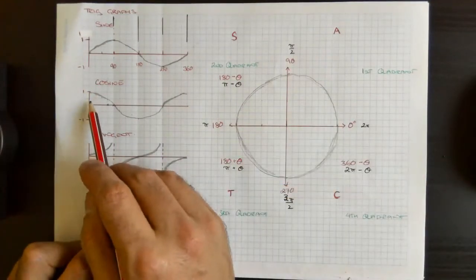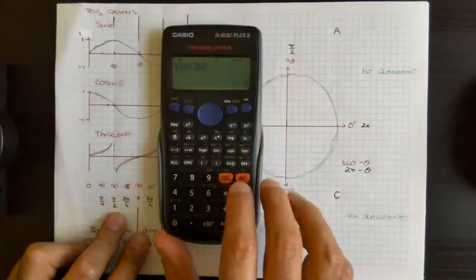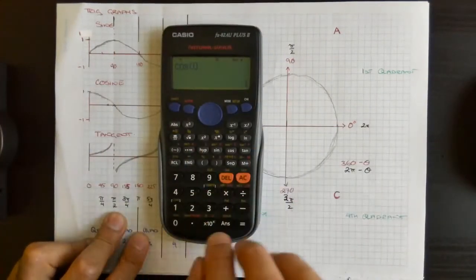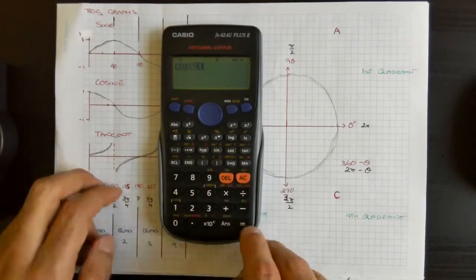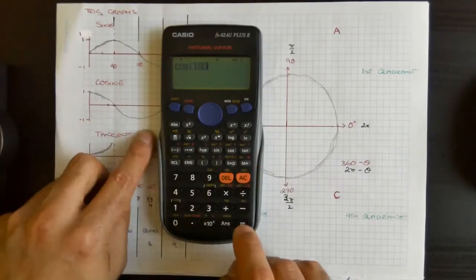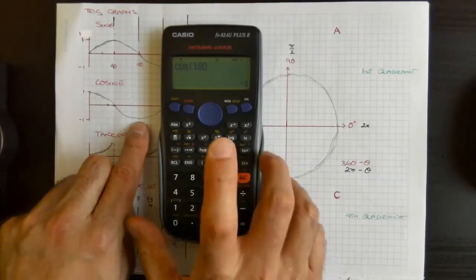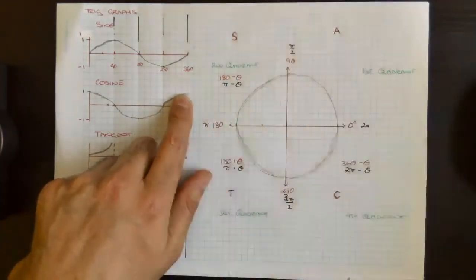Same thing if we had cosine. If you got your calculator out and you went cos of 0, which I did first, we realize that's 1. So cos of 90, we get 0. Cos of 180, we get -1. Cos 270 is 0, and cos 360 we get 1.